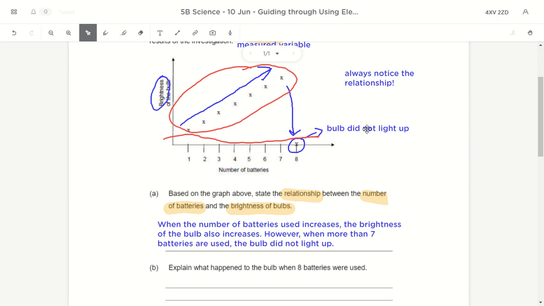What's the second way of writing or constructing the relationship? You can say the more the batteries, the brighter the bulb. However, the second sentence still applies. However, when there's more than 7 batteries used, the bulb did not light up. So either you can say when this happens, that happens, or you can say the more something is, the more something is. It can be one increase, one decrease. It can be both increase, it can be both decrease. It depends on the relationship that is given to you, right?